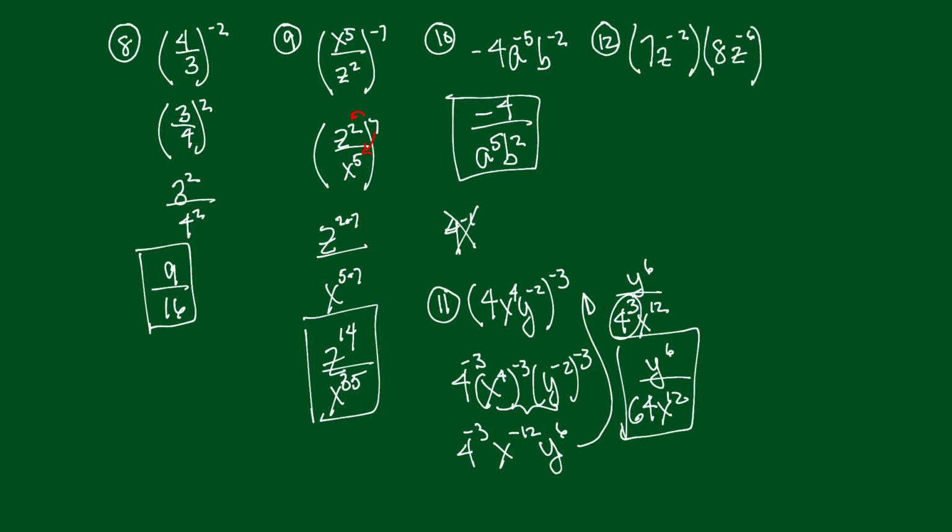In number 12 here, this is just a multiplication. So let's just go through and multiply. I've got two bases that are the same, so I know I'm going to add those exponents. So first of all, 7 times 8, that's 56.